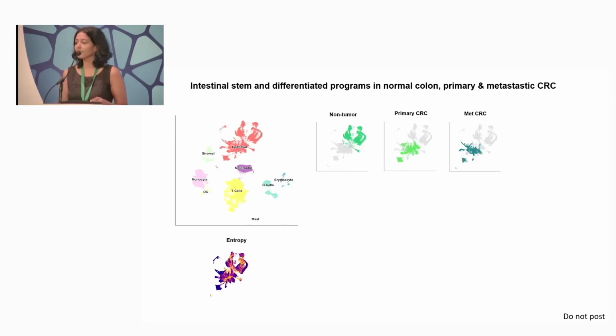But when we hone in on the epithelial cell compartment specifically, we see that across these 31 very diverse patients, we have the non-tumor data sets that actually overlap very well. Despite all the differences between patients, the normal tissue actually looks quite similar, which is very encouraging. And then we see the primary tumors and the metastases clustering away from the normal colon compartment.